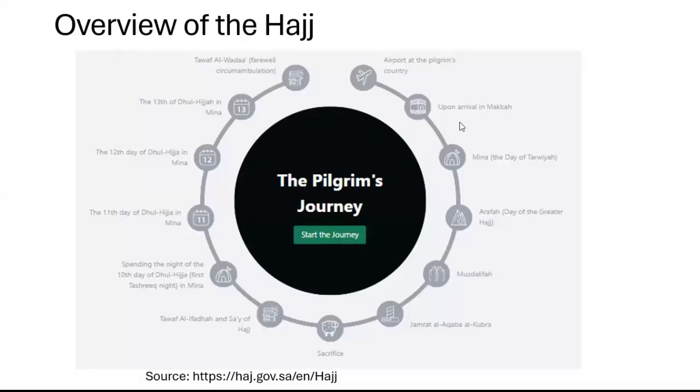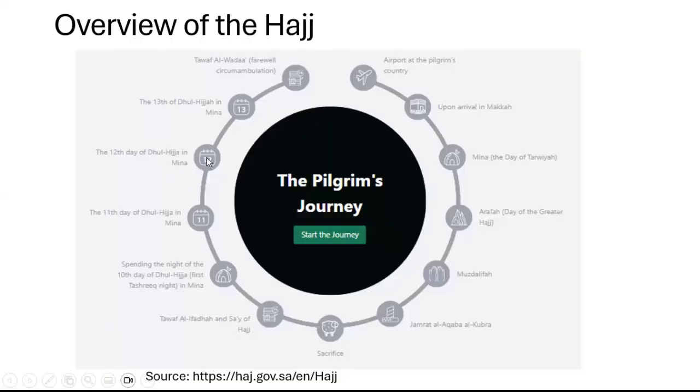This is put in one chart. You have the airport at the pilgrim's country or town, or the city you're living in, and then upon arrival in Mecca, and then Mina, and then Arafah, and then Muzdalifah, and then the Jamra, to throw the Jamra. Then there is the sacrifice, then there is the Tawaf al-Ifada and the Sa'i of Hajj.